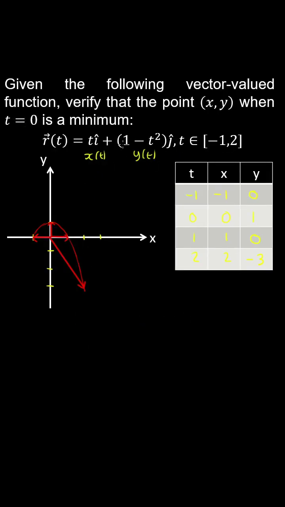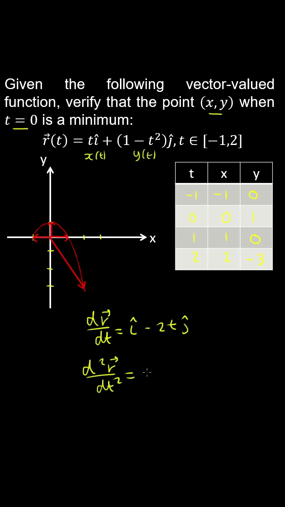Given the same vector valued function we plotted previously, we now want to verify that the point x, y, when t equals 0, is a minimum. So if we differentiate this vector valued function, we'd obtain a horizontal unit vector minus 2t by the vertical unit vector. And if we differentiate again, the second derivative of r with respect to t is going to give you minus 2 by the vertical unit vector.